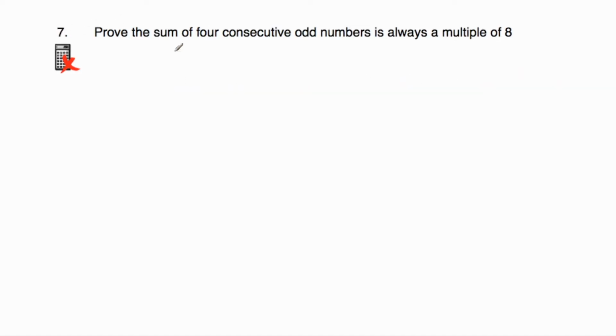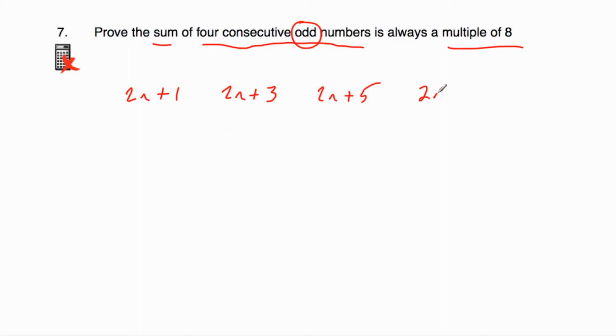Okay, question number 7 says, prove the sum of 4 consecutive odd numbers is always a multiple of 8. So we want to find the sum of 4 consecutive odd numbers. So let's choose our odd numbers. 2n is even, so 2n plus 1 is odd. The next odd number would be 2n plus 3 because 2n plus 2 is even. Then it'd be 2n plus 5 and 2n plus 7.